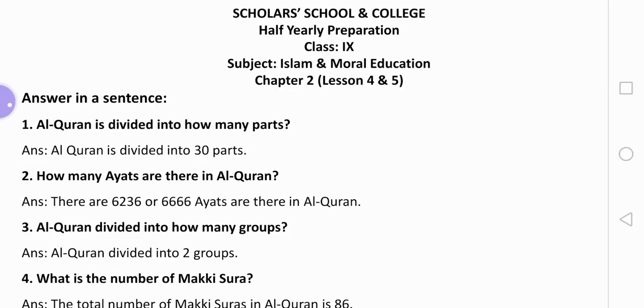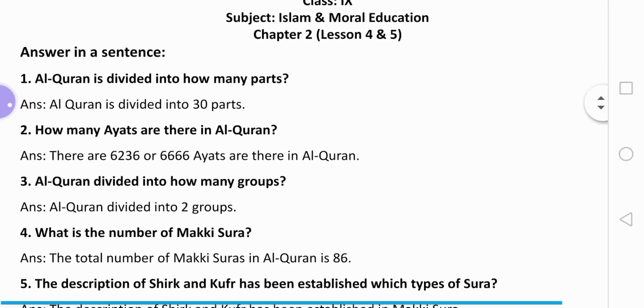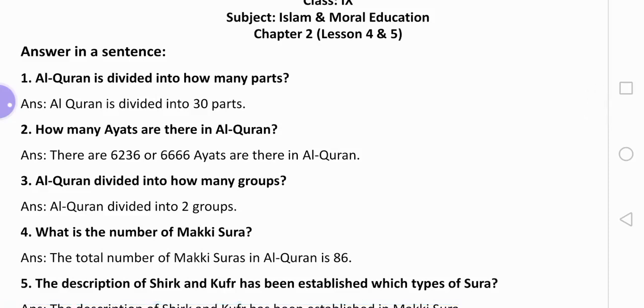Number 1, Al-Quran is divided into how many parts? You know, we have discussed Al-Quran is divided into 30 parts. And number 2, how many ayats are there in Al-Quran? There are total 6,236, or contradictory, someone says 6,666 ayats are there in Al-Quran. You have to memorize both pieces of information.